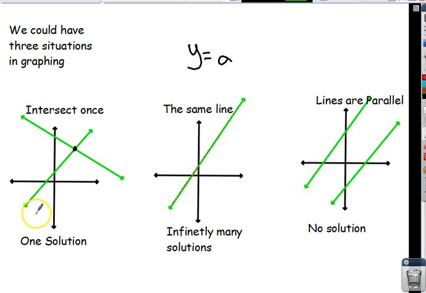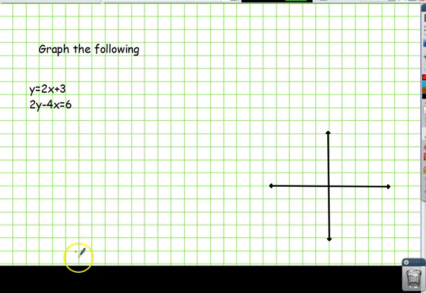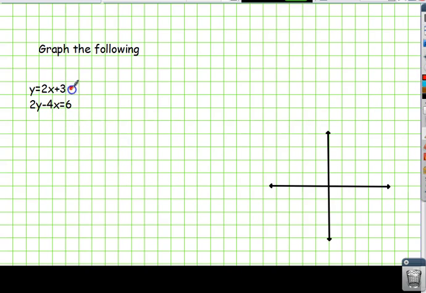So let's move on and do some examples. So let's look at this example here. Now I have two equations. Y equals 2x plus 3 and 2y minus 4x equals 6. So I've got an option here. Option 1 is you just graph the lines as they presently sit. So that means I graph 2x plus 3. I'm going to graph that in, let's go with red. Why not? So I graph this line.